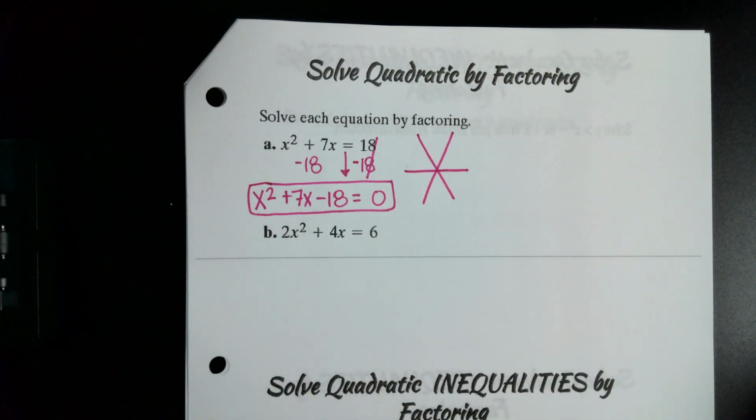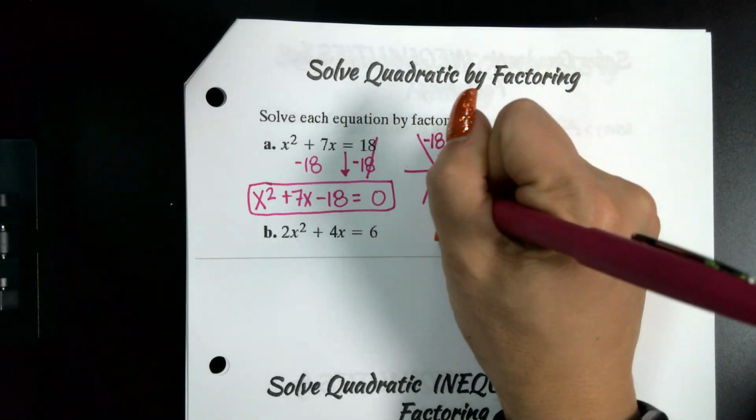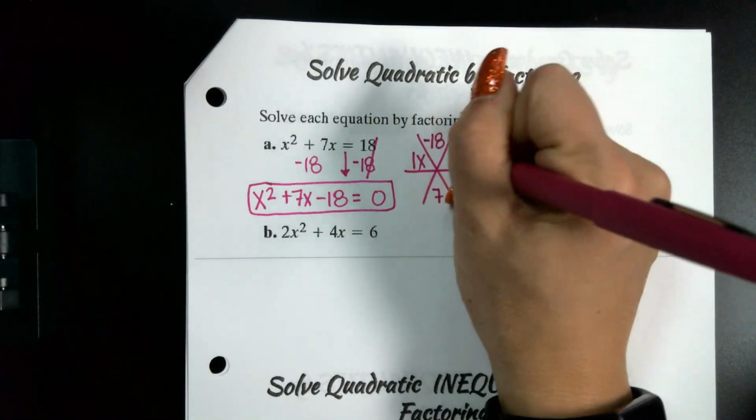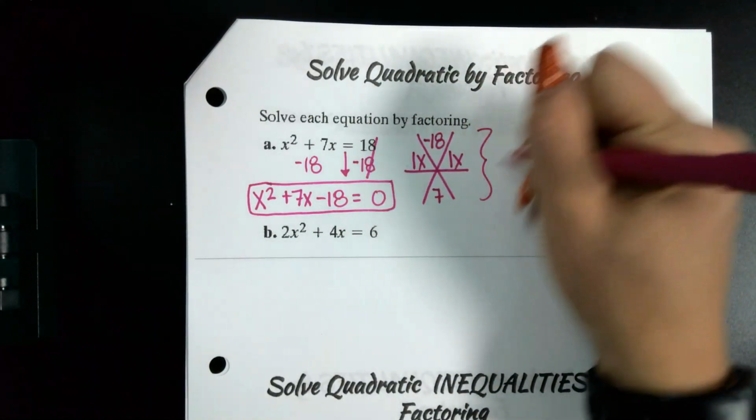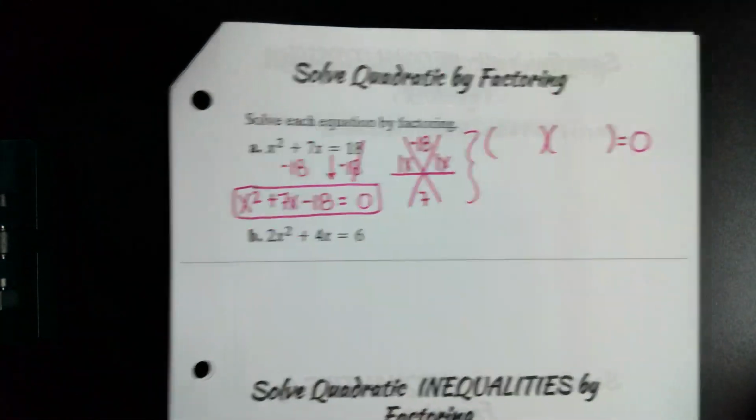Why don't you guys go ahead and try that one? Since we already have this, you've got the negative 18 up top, the 7 at the bottom. See if you can get your 2 sets of parentheses and your 2 answers.